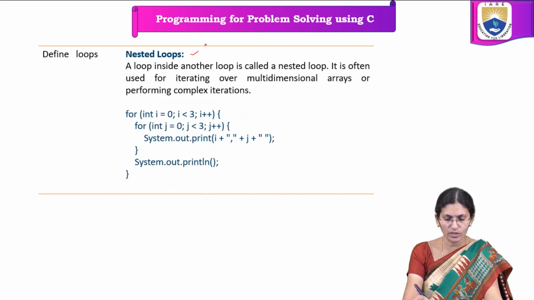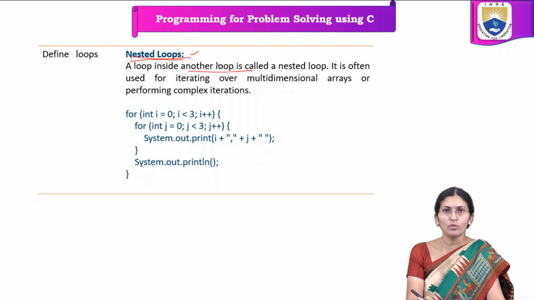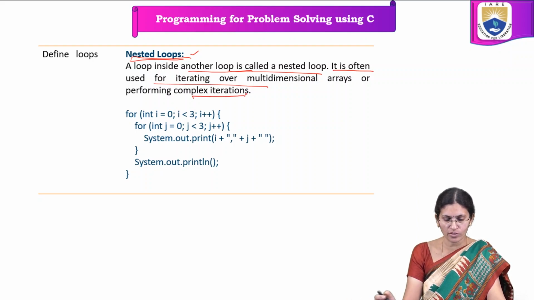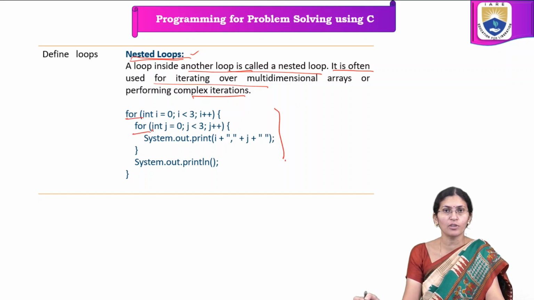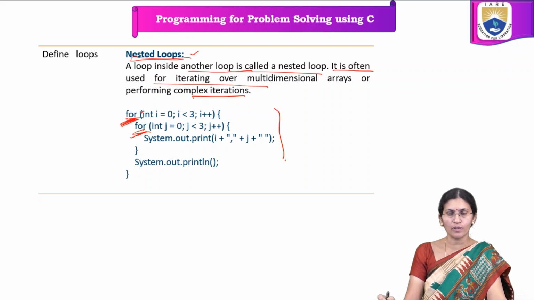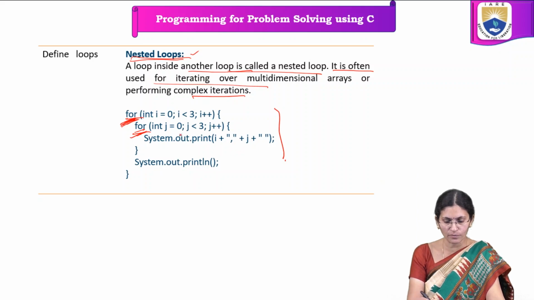Next one is nested loop. A loop inside another loop is called a nested loop. It is often used for iterating over multi-dimensional arrays or performing complex iterations. For example, this is a nested loop, a for loop inside another for loop. You can use any combination of loops. For loop, you can use while loop also, or you can use do while loop also. So this is one for loop placed inside another for loop. This is a program to print the I and j values in each iteration.